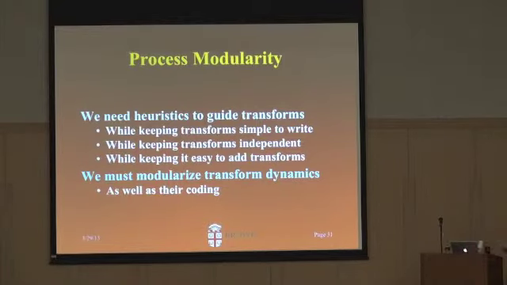And we need to do this while keeping the transformations simple to write, while not knowing what the set of transformations is. So how do you write the heuristics without knowing what the set of transformations are? We have to keep the transformations independent of one another so we can bring them out and add new ones. Make it easy to add new transformations and still have decent heuristics. What we want to modularize, in addition to the transformations, is the transformation dynamics. And I haven't figured out how to do that yet, but I'm working on it. Maybe I'll do that this afternoon.